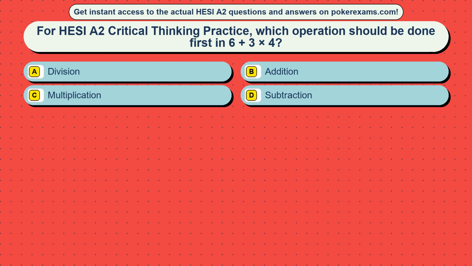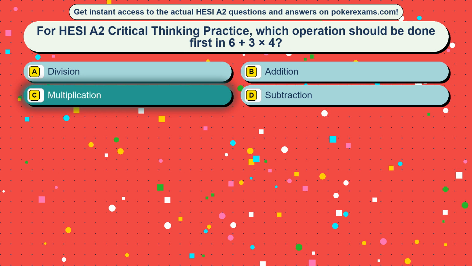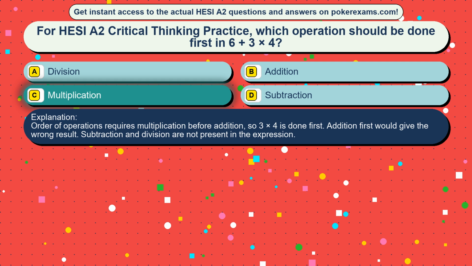Question 12. For HESI A2 critical thinking practice, which operation should be done first in 6 + 3 × 4? Option A, division. Option B, addition. Option C, multiplication. Option D, subtraction. The correct answer is option C, multiplication. Order of operations requires multiplication before addition, so 3 × 4 is done first. Addition first would give the wrong result. Subtraction and division are not present in the expression.